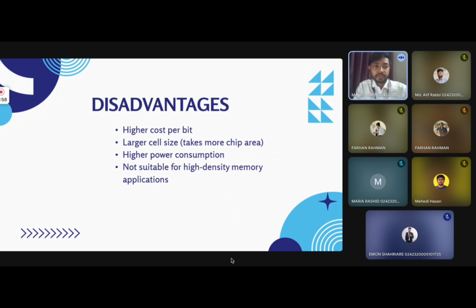Thank you, Mehedi. First of all, Assalamu alaikum everyone. My name is Alif and my ID is 2321561. In this slide, I will describe the disadvantages of static memory. Firstly, high cost per bit, larger cell size, higher power consumption, and not suitable for high-density memory applications. Next slide.